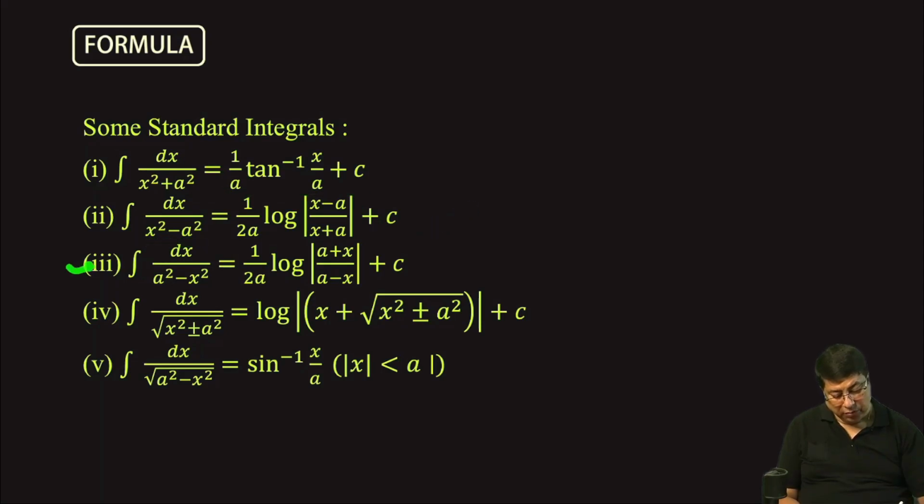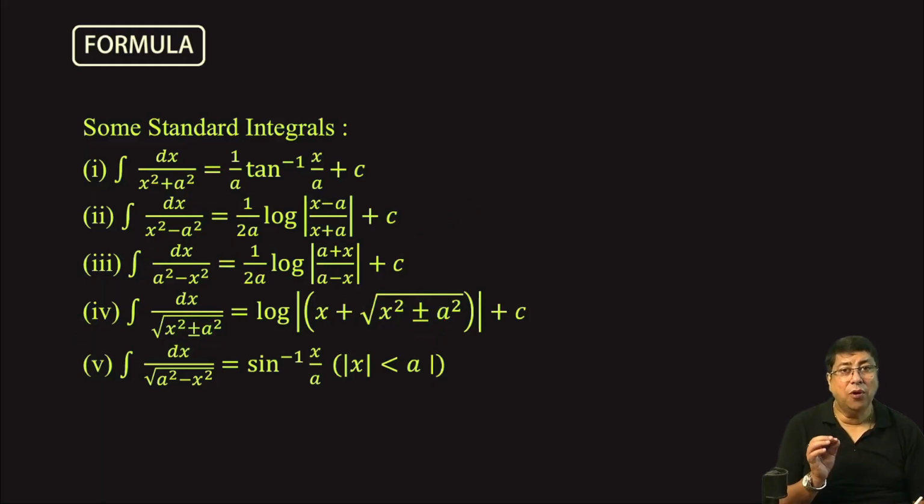Number 3 is this, and number 4 and 5 I have included here because one is root over x square plus a square, that is log of x plus root over x square plus a square, and one is root over x square minus a square, that is log of x plus root over x square minus a square. So here it is plus minus. According to plus the value is plus, and according to minus the value is minus. And the last formula is dx by root over a square minus x square, the sin inverse x by a.